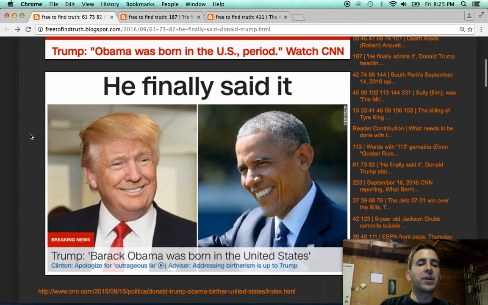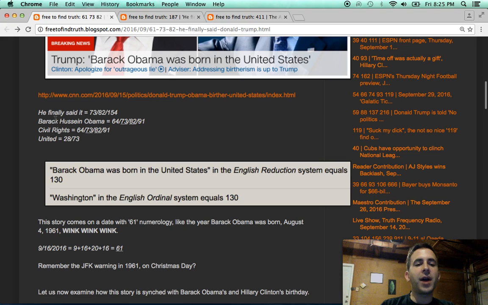So the headline up here, he finally said it. In gematria, that sums to all of these numbers, 73, 82, 154. What stands out about it is the 73 and 82 because those numbers connect to Barack Hussein Obama's name. His name has the gematria of 64, 73, 82, and 91. The 73 and 82, no doubt, coded into the headlines purposefully.